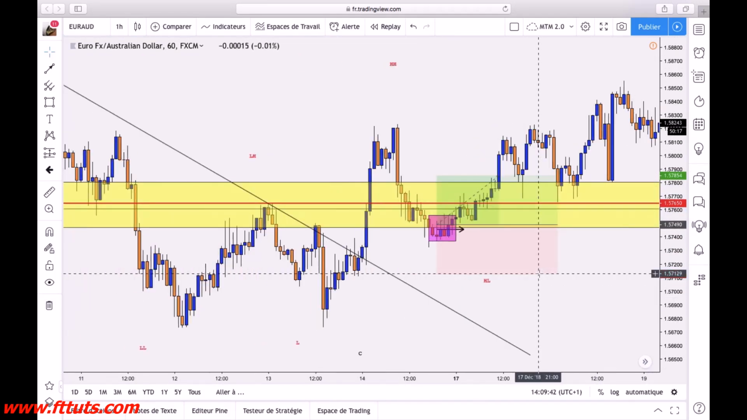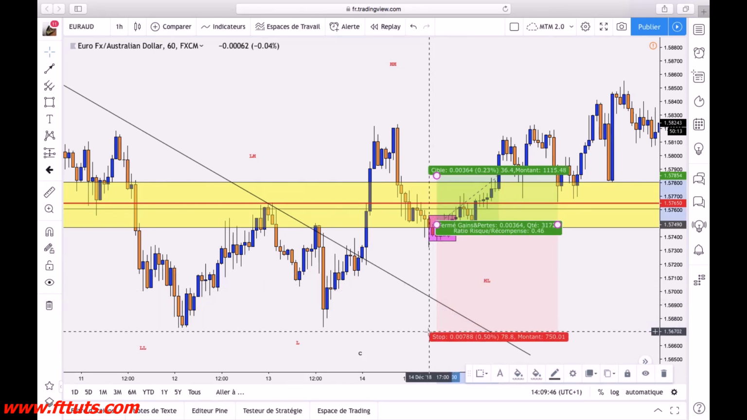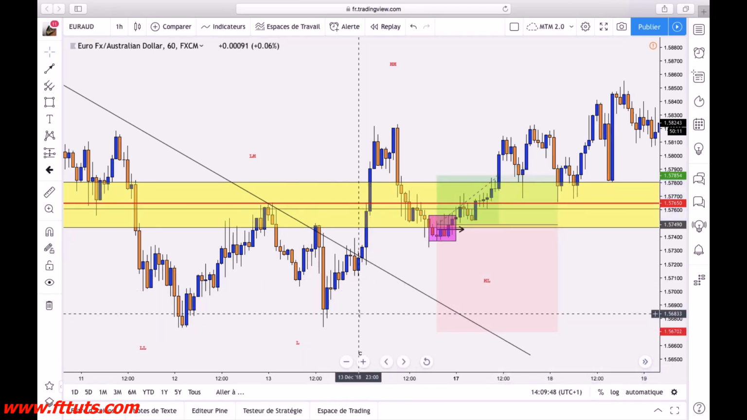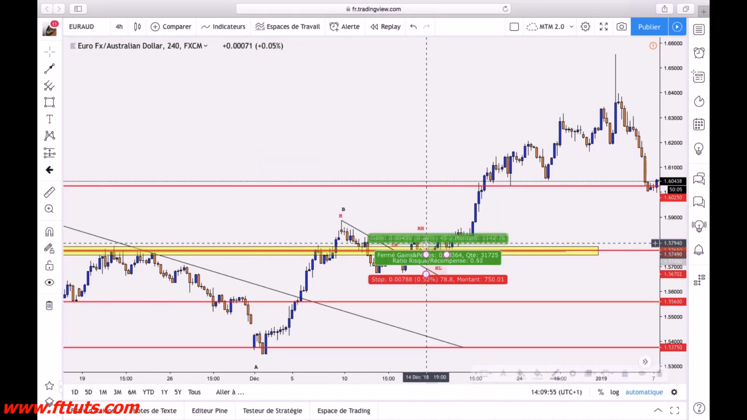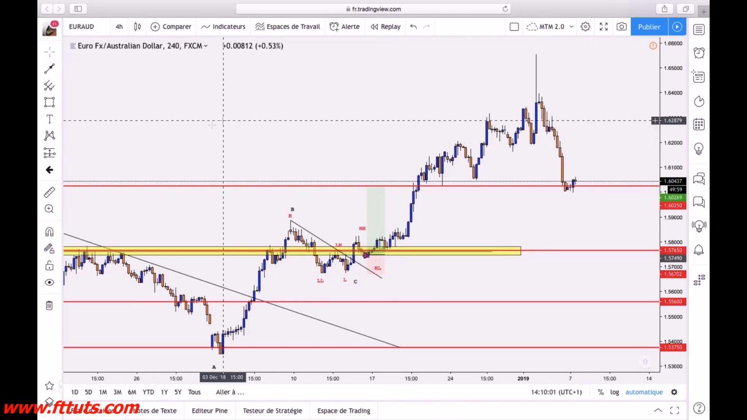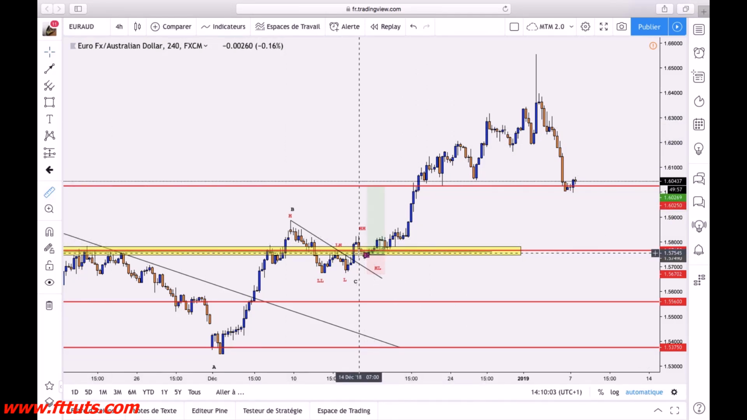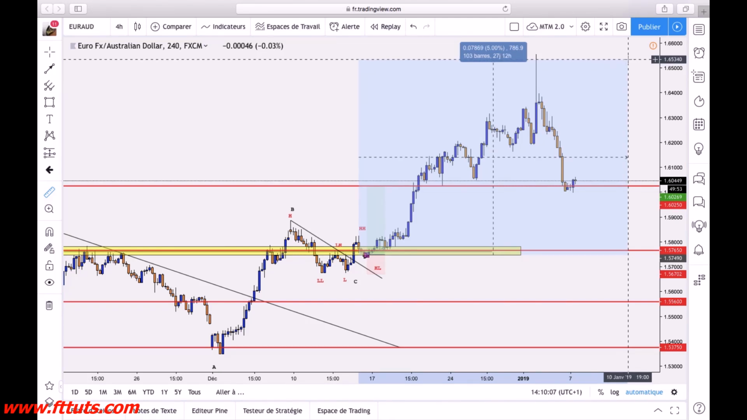You put the stop loss below the last low. For the target, it's really simple. That's the next zone. And look at this huge risk to reward. It's crazy. And look at how the price is flying now. Over 700 pips to the upside. That's your job.